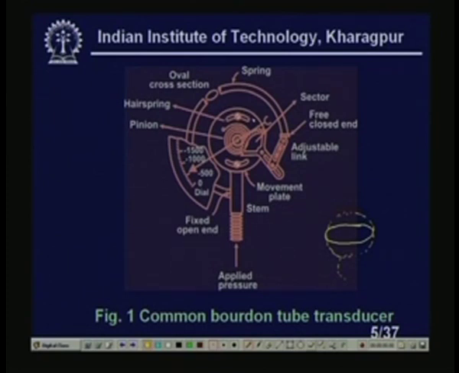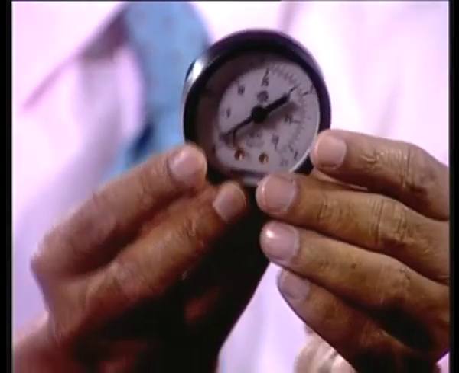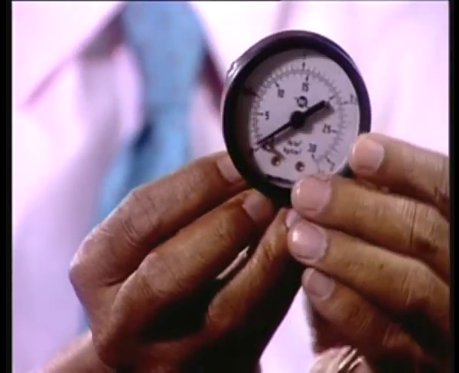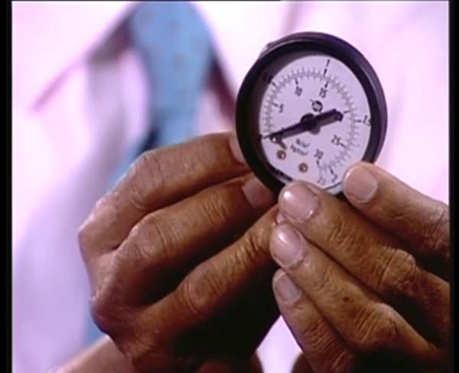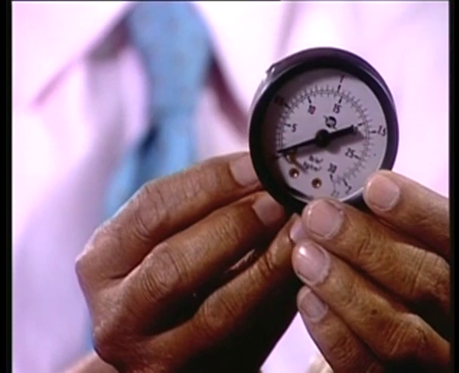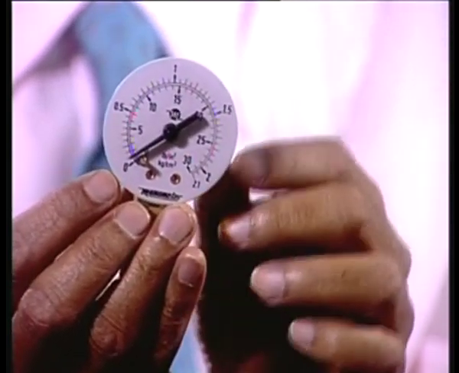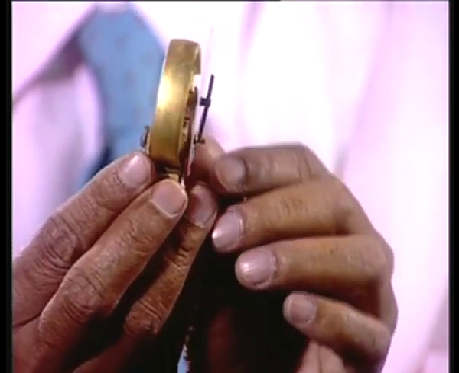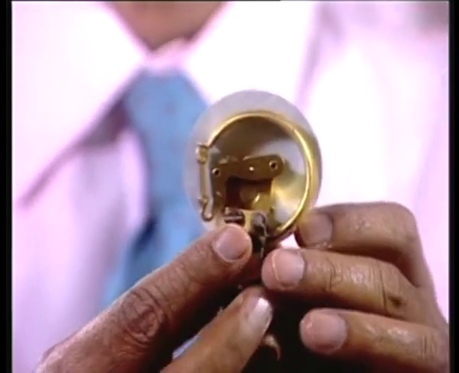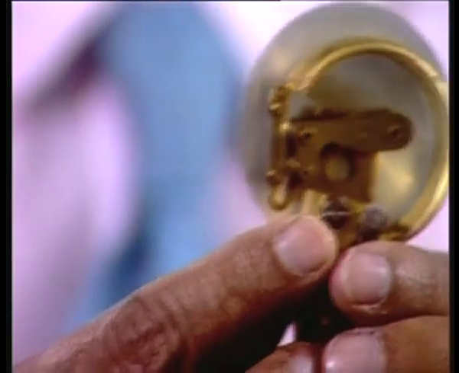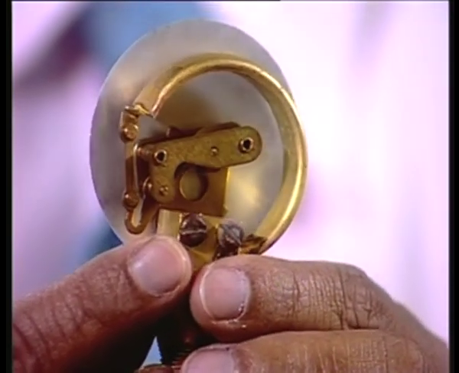Now let us look at the typical Bourdon gauge. You see this is the dial of the Bourdon gauge. You can see the dial here, fine. Now I remove the glass cover, okay. You see here. Now let us look at the back side. Right, so it is the back side.